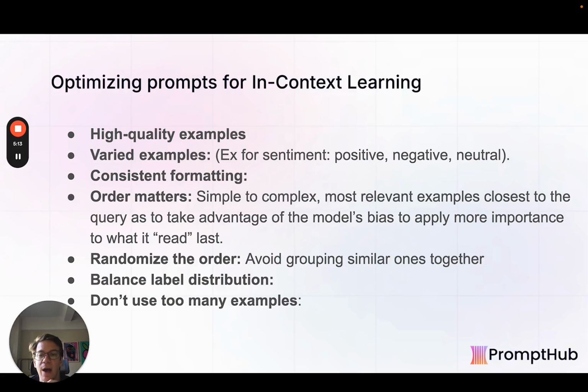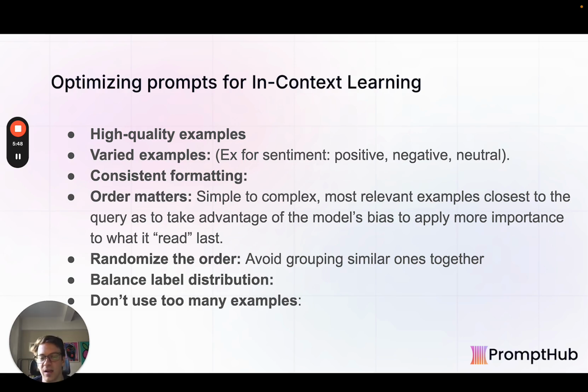In terms of how you can optimize your prompts for in-context learning, number one is to have high quality examples. If you have poor examples or examples that don't relate to what you're trying to do, that's not going to be good. Varied examples: for example, in our sentiment feedback classifier, we sent an example of a positive piece of feedback, a negative, and a neutral. So we're showing multiple types, so the model can understand how to handle all three of the potential outputs. You want to cover your bases there.